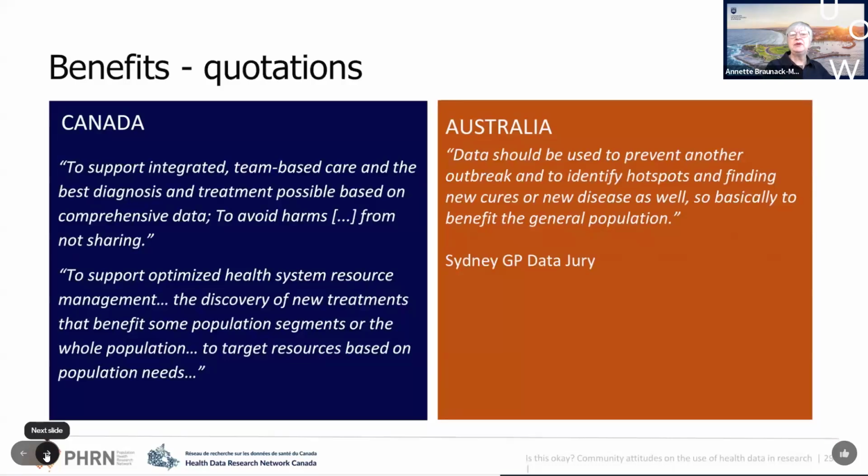In each case, we've got a couple of quotations drawn from the work done in Canada and Australia to give you a feel for how our participants have talked about these areas. You'll see with respect to benefits that these are very similar. In Australia, talking about preventing an outbreak of COVID, finding cures for diseases, benefiting the whole population. In Canada, supporting team-based care, better diagnosis and treatment, avoiding harm, supporting optimised health system resource management, discovering new treatments. These quotations could almost be interchangeable.